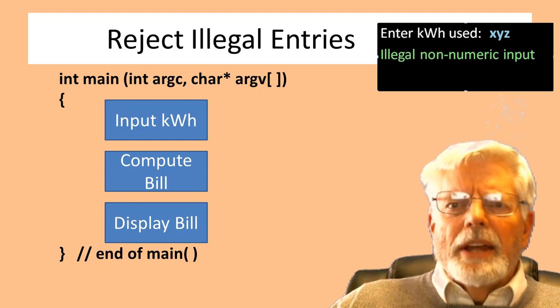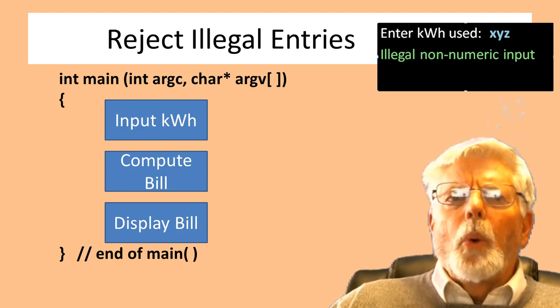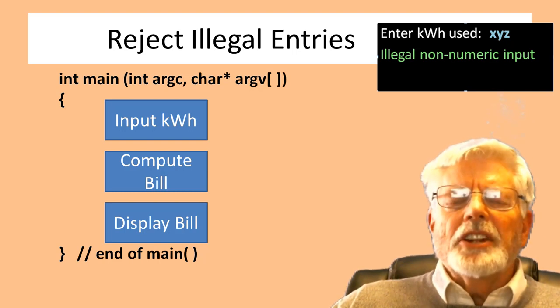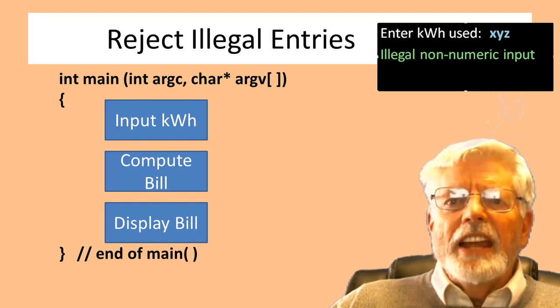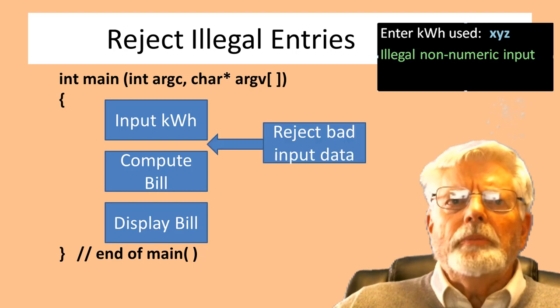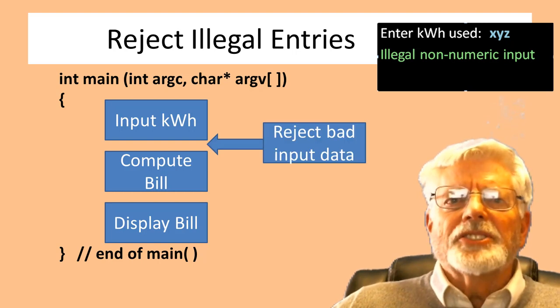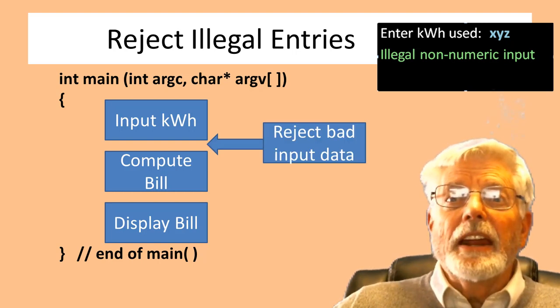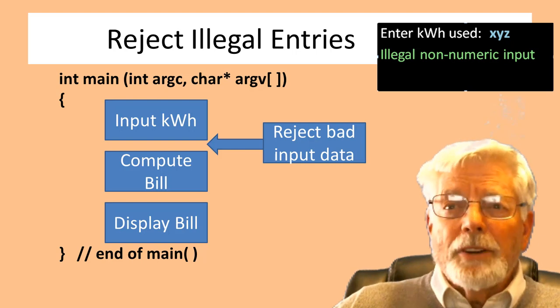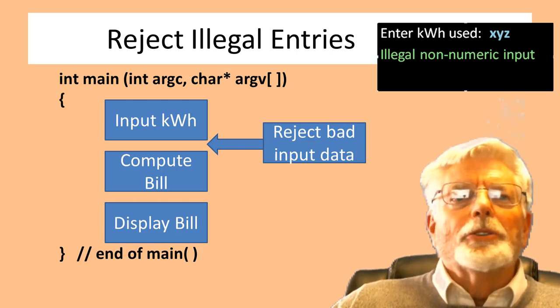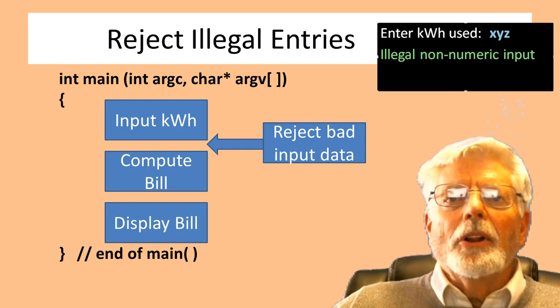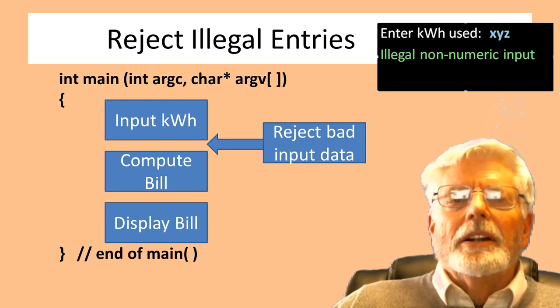Maybe this seems like a stupid question, but where in the program do we check to see if scanf or cin was successful in reading numbers from the keyboard? We want to see if scanf or cin detected an input error right after the keyboard input. There is no point in trying to compute the bill if we don't have good data.